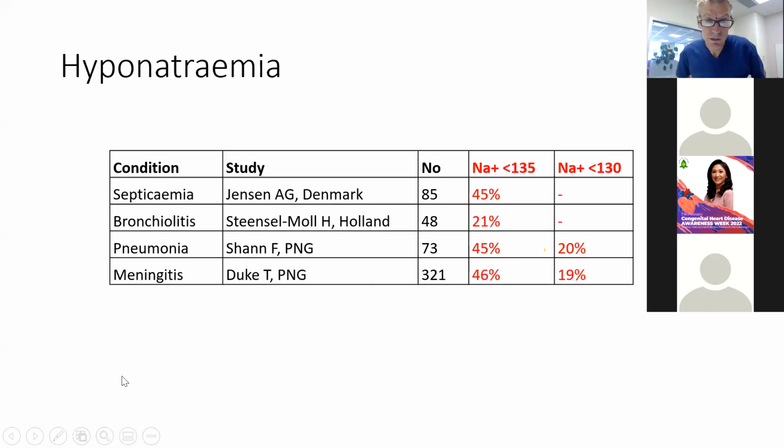I wanted to briefly talk about hypo and hypernatraemia, and the reason being is that they are very common. Both hyponatraemia and hypernatraemia are very common, especially hyponatraemia in common conditions. So in septicemia or bronchiolitis or pneumonia or meningitis, you can see the proportion of children that have a low serum sodium and the proportion of children that have very low serum sodium, like less than 130, where children are quite likely to get into trouble with hyponatremia.